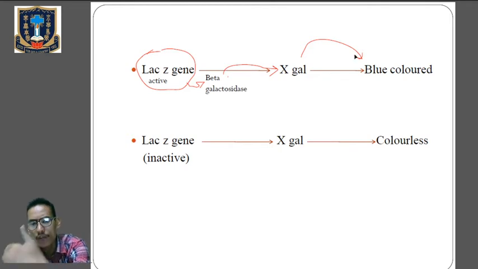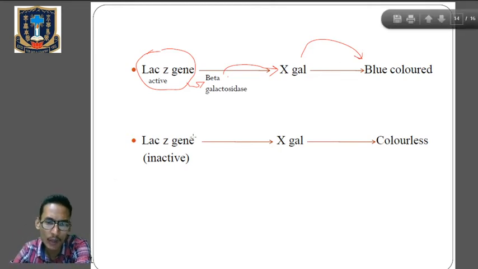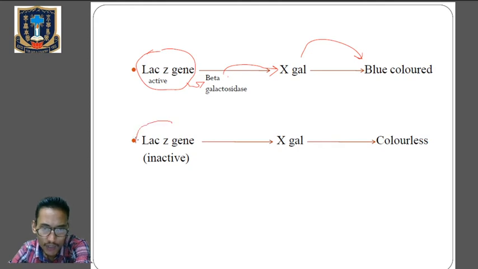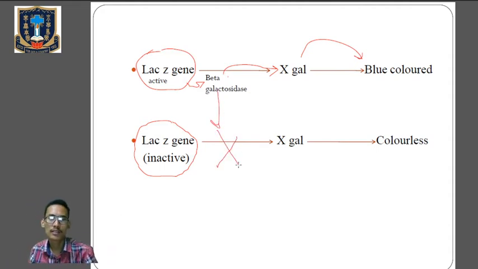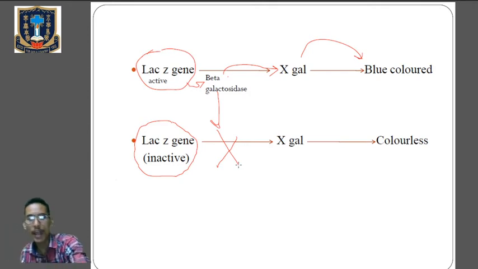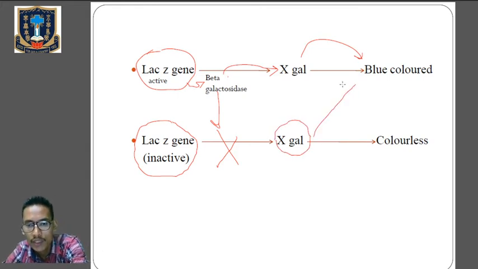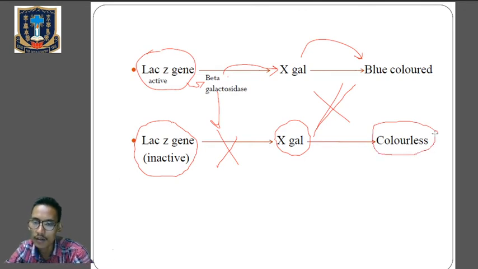But when we go for insertional inactivation, and this LacZ gene becomes inactive, in that case the enzyme beta-galactosidase will not be produced, because the gene is inactive, and when the gene is inactive, the enzyme cannot be produced. And when there is no enzyme, the colorless substrate X-gal will not produce the blue color. It will remain colorless, or form a white colony.